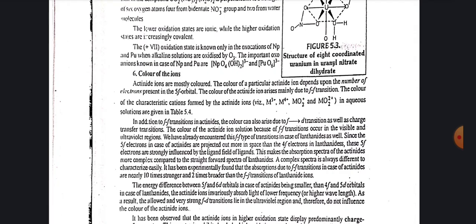The lower oxidation states are ionic while higher oxidation states are increasingly covalent. The +7 oxidation state is known only for Np and Pu, when alkaline solutions are oxidized by O3.